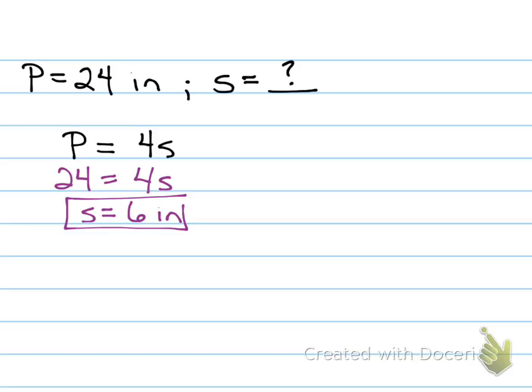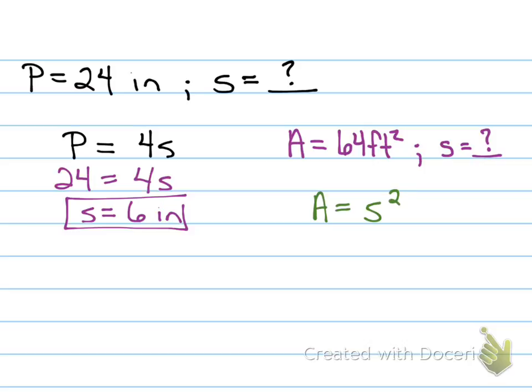What if we did area? What if we did the area is 64 feet squared, and I don't know the side length. I don't know the side length. I want you to try to solve that one. Okay, so we've got A equals S squared is our formula. So 64 equals some number squared.